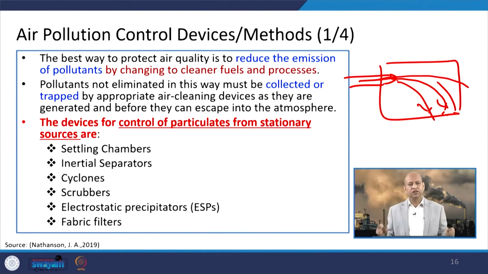Then for particulate matter, ESPs are very good. They are costly at the initial stage, but efficiency is very high, electrostatic precipitators. By this ionization phenomenon, they can capture the particulate matter. Fabric filters are also there, but it depends upon the temperature of the exhaust gases. At very high temperature it is not recommended because of fire hazards etc.